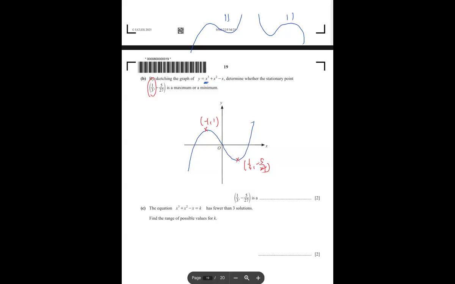Okay, so determine whether (1/3, -5/27) is maximum or minimum. Well, it's a minimum, just based on the sketch.